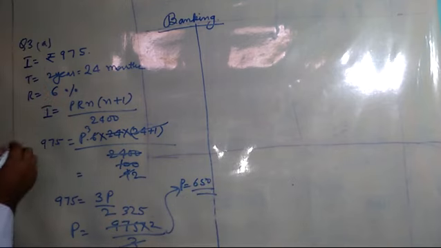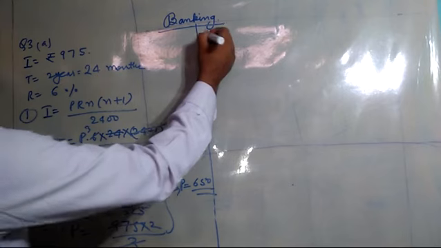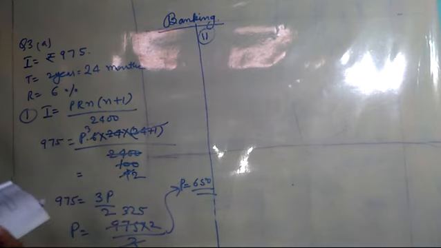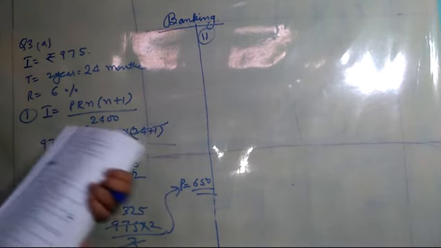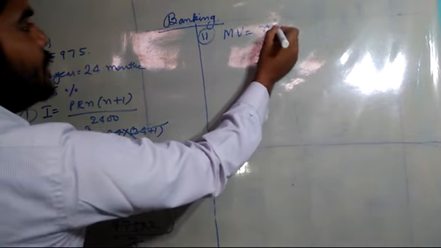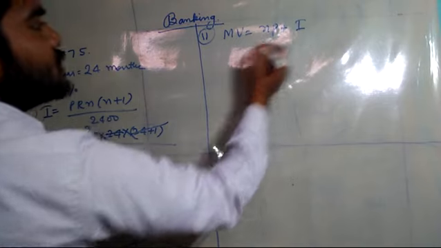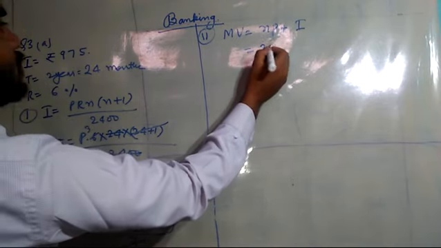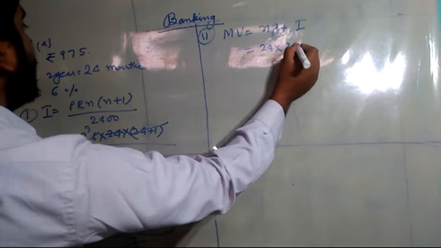Now second portion or second part of this question asks find the maturity amount. So we know that MV is equal to NP plus interest. Now NP is how much? 24 into principal is how much?